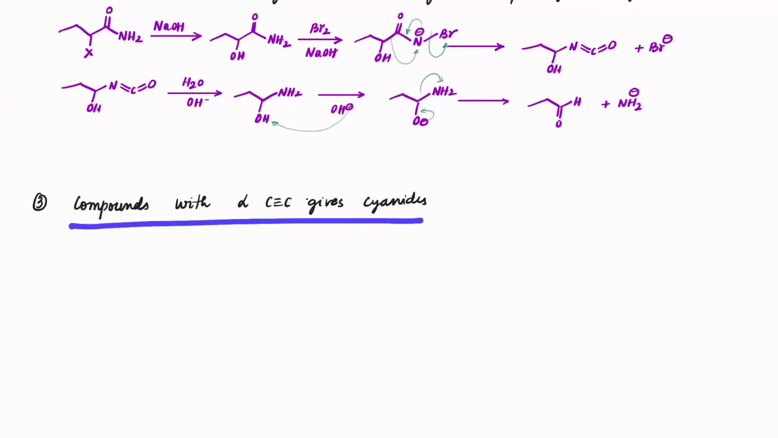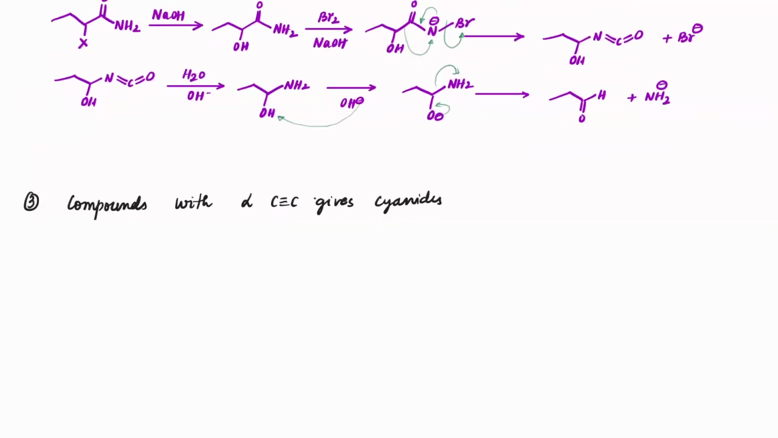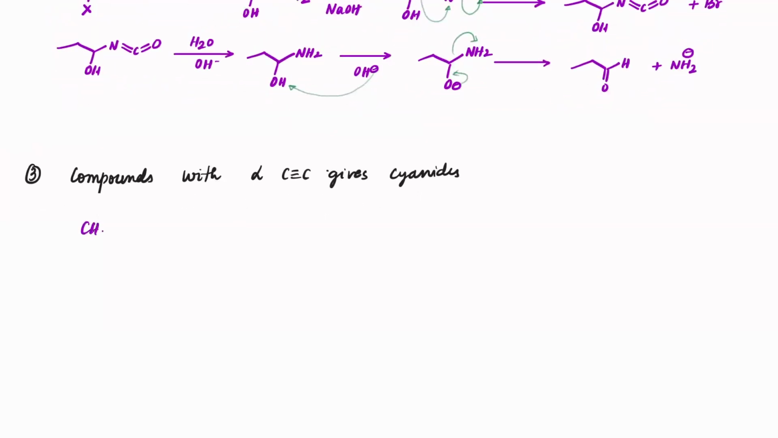Third one, in case you have a C triple bond C at the alpha position itself. For example, I have CH3 CH2, then C triple bond C with C double bond O NH2. This amide, when you treat with Br2 in the presence of NaOH, I'll directly write the isocyanate form here, which is CH3 CH2 C triple bond C with N double bond C double bond O. This is the isocyanate.